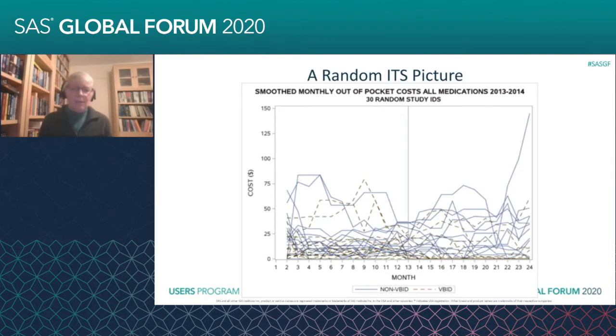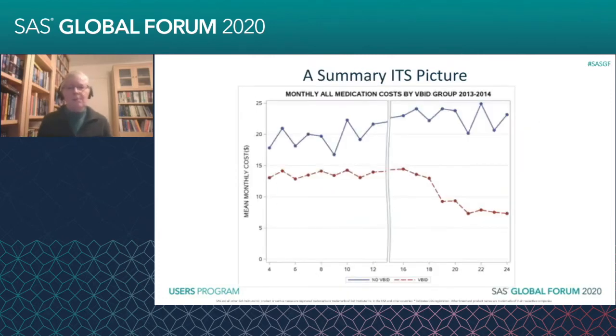And again, we can see it looks like maybe these VBID folks are starting out at a lower value, and that there's more variability in our non-VBID folks. So I also plotted the means of these month by month so you can see. And it looks, again, just like the random, there's more variability in our no VBID group, and it looks like the VBID group does tend to be lower overall. So this is the summary picture.